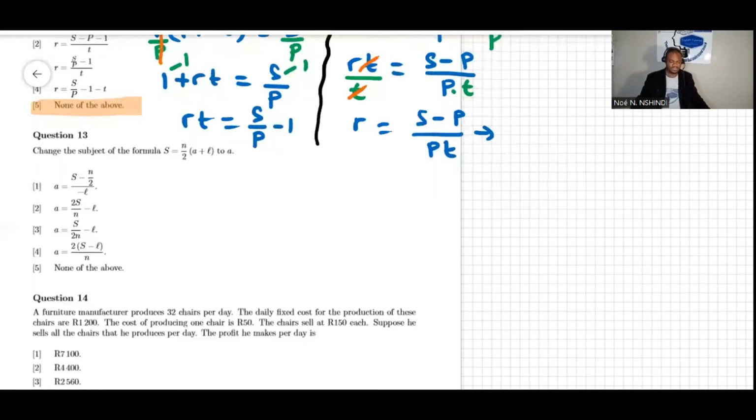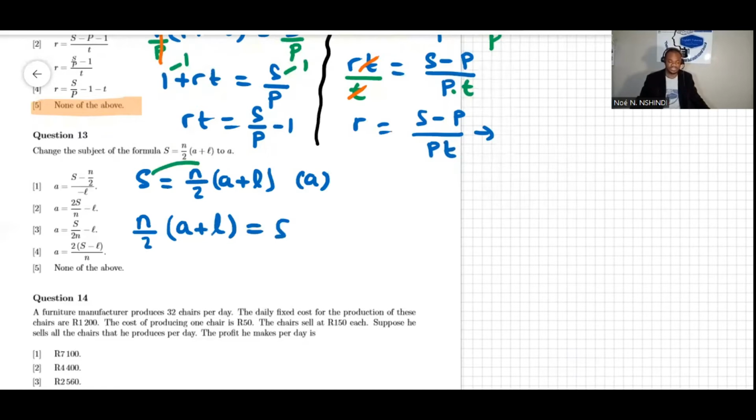So you did say that S equal to n over 2 open brackets a plus L. So we need to find a. Now I prefer to switch the sides. So it's going to be n over 2 open brackets a plus L equal to S. When I switch the sides, I know I did say that whenever one quantity moves to the other side, it changes the signs as well. But when we interchange, we don't need to change the signs because it's the same thing.